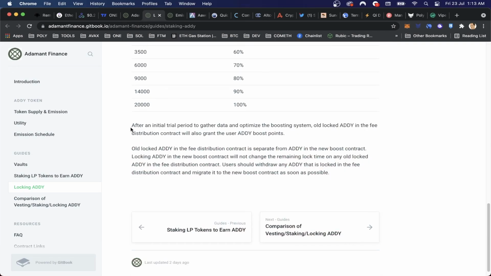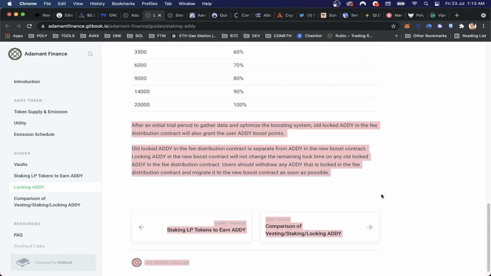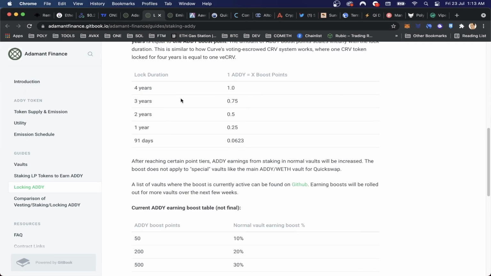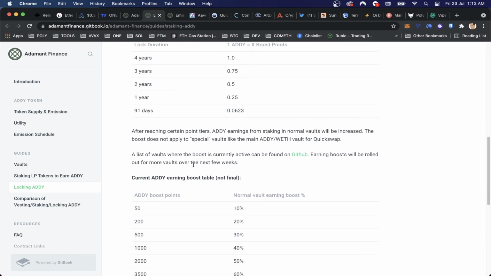So this is just going to be a trial period, and we'll see how this works out. But I don't think the old locked ADDY will be included in that. So I mean, 4 years is very excessive just to get a 10% boost. Maybe like 91 days. But you're going to need to lock up so much.